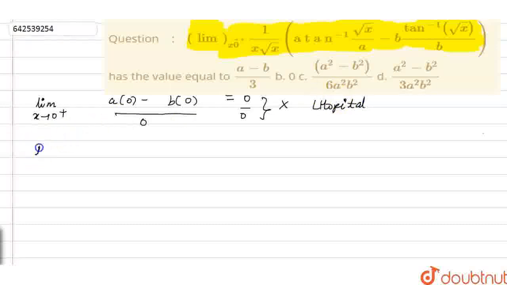So L'Hopital says that if f of x upon g of x for any value of x tending to c is actually equals to 0, then we can find the value of limit by differentiating the numerator and denominator respectively. So this becomes equals to this.